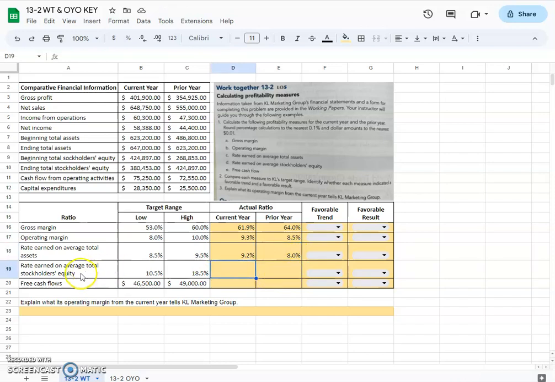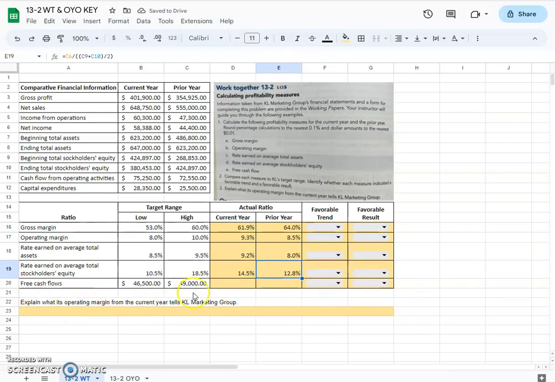Now let's do rate earned on average total stockholders' equity. Here again, we've got to find our average on our stockholders' equity. So we'll just start with our 2 parentheses because we learned beginning stockholders' equity plus ending stockholders' equity. And then we'll divide that by 2 because that'll give us the average. Okay. And then we're going to just do net income divided by that amount. 14.5% this year, and last year was 12.8%.